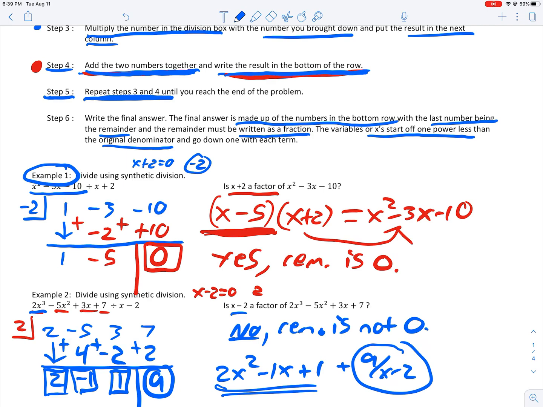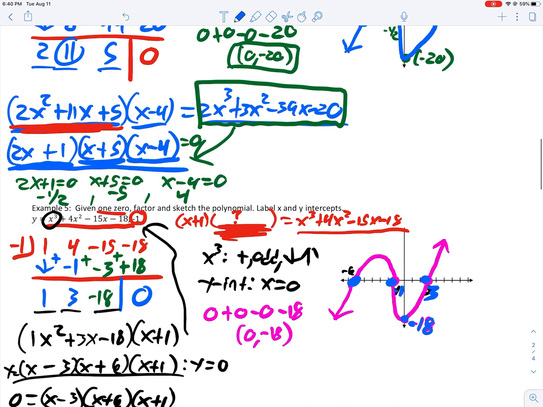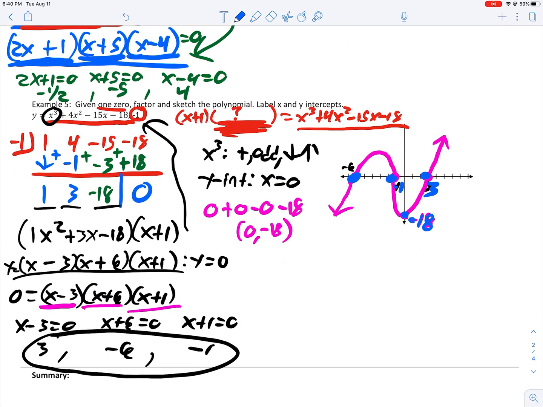So then step 6, how do you write your final answer? Well, you look at the very bottom row. You start with 1 degree less than what the original problem started with. So if it's x cubed, it's x squared, and then you just go down from there. So looking at 5, it started off with x cubed. So that's why it's 1x squared plus 3x minus 18. You just go in descending order. So you use the division to help you factor the original polynomial.